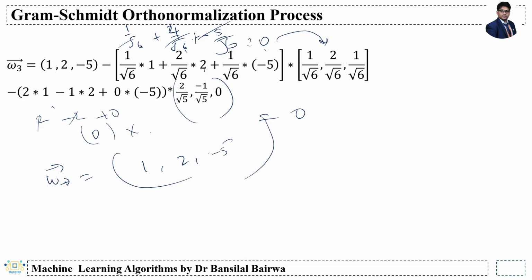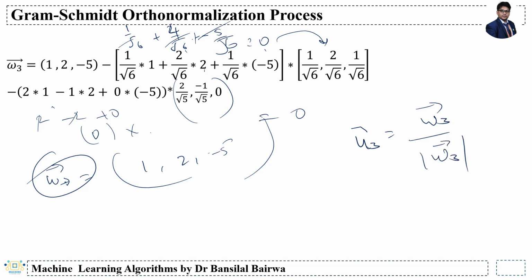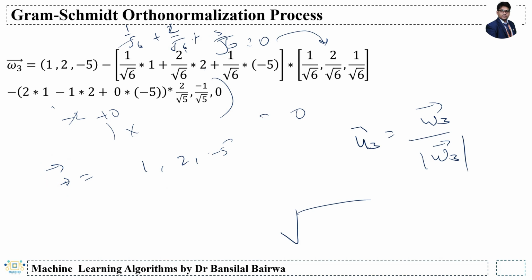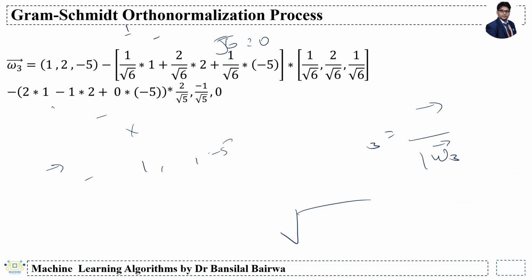Now omega 3 we calculated, but still we have not solved our matrix. We have to calculate the U3 value, that is omega 3 divided by modulus of omega 3, right? So how to calculate omega 3 modulus? We have to calculate x square plus y square plus z square. So here you can see the omega 3 value we got, and we will put the value of omega 3 in this formula. So we can calculate the U3, right?